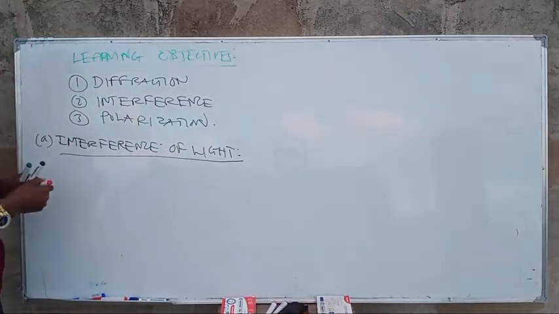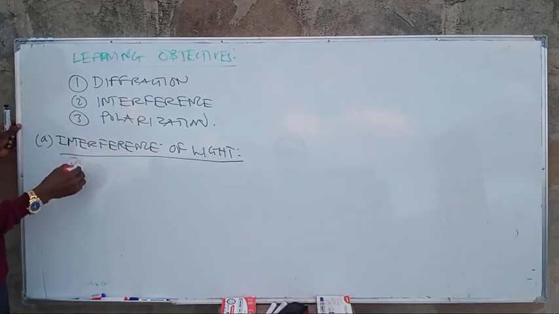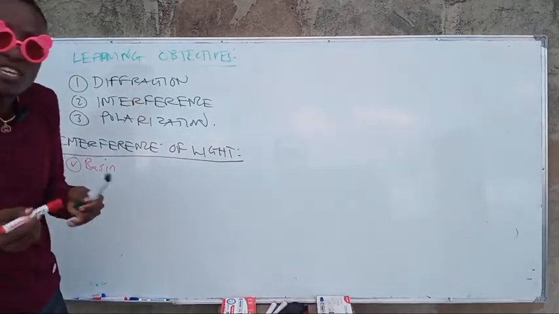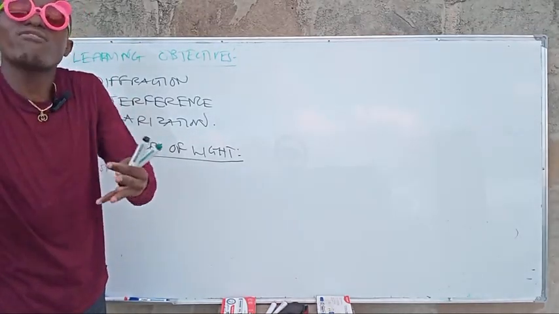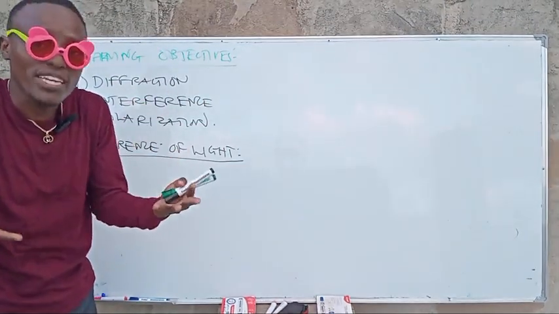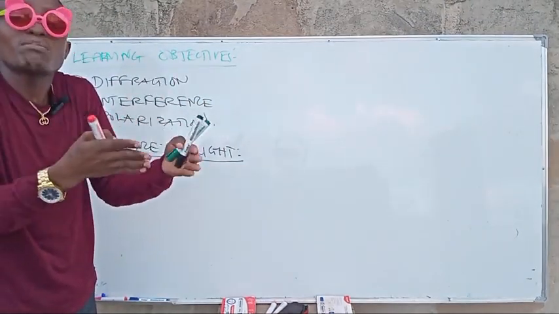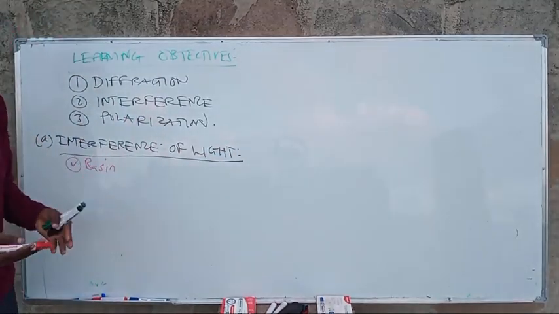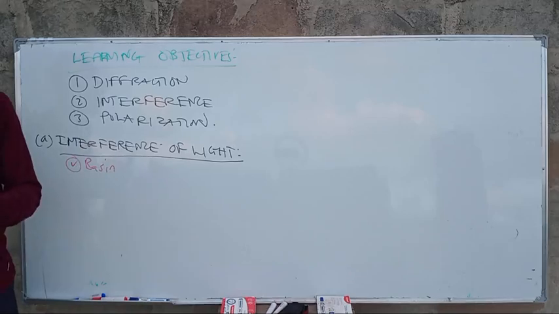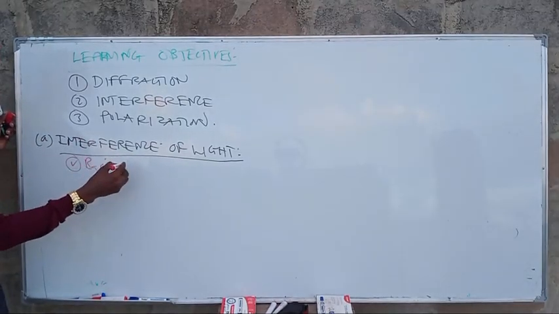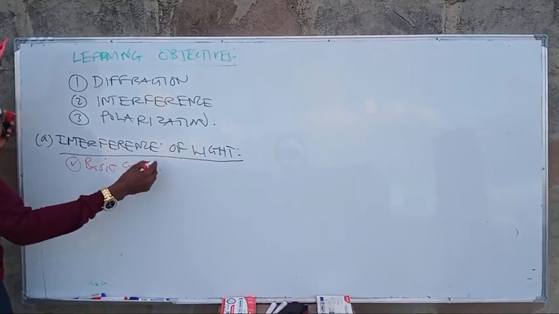The first thing you need to know is the basic concepts about interference. What does interference mean? What are the types of interference? What are the conditions under which, whenever waves superpose, we can form observable interference? Sometimes you can form unobservable interference. So there are conditions, the types, the fringe patterns, and those things. You need to know the basic concepts about interference.